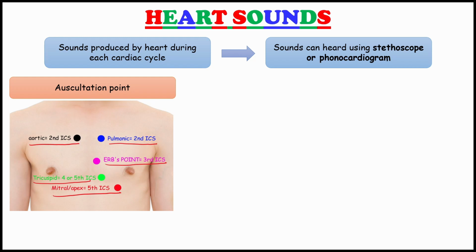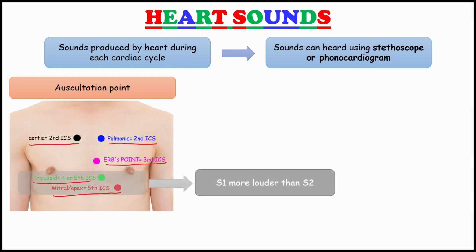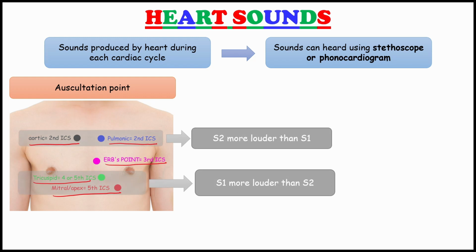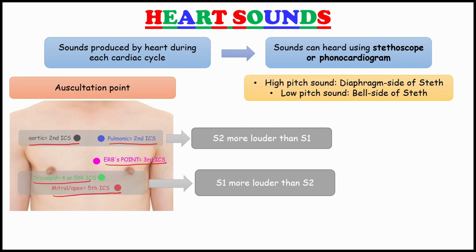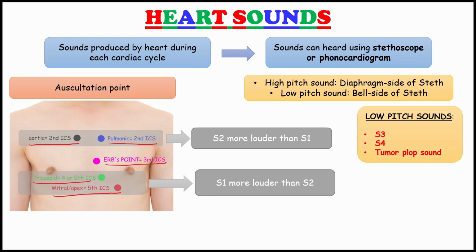In the mitral and tricuspid points, S1 is louder than S2, whereas in the aortic and pulmonary points, S2 is louder than S1. The high-pitched sounds are heard by the diaphragm side of the stethoscope, and the low-pitched sounds are heard by the bell side of the stethoscope. There are only 3 low-pitched sounds: S3, S4 and tumor plop sound. The remaining sounds are high-pitched. By the way, I will explain the tumor plop sound later in this video.